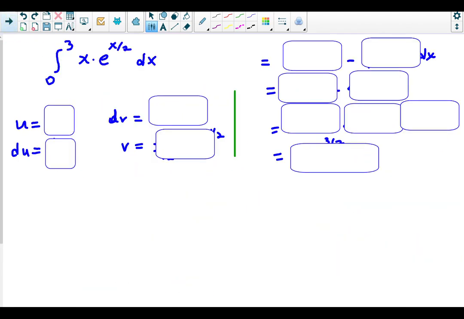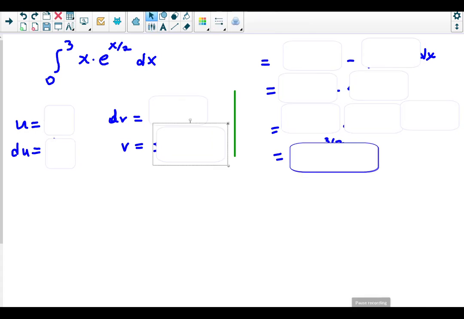Okay, let's go to the integral of x times e to the x over 2. This is a bit of a review question. I want you to pause the video for a minute, see if you can figure out what is u, what is dv, and then we'll go over it together momentarily.